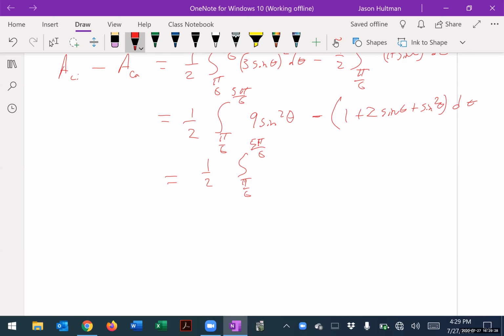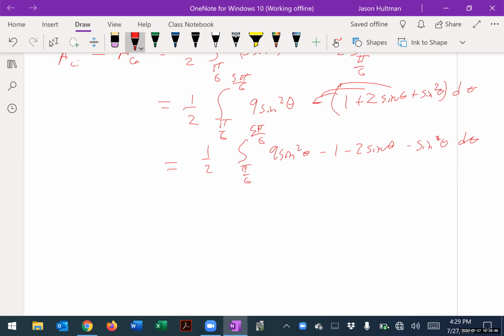Okay, so I'm going to distribute my minus sign here. This is 9 sine squared theta minus 1 minus 2 sine theta minus sine squared theta d theta. Okay, so I'm going to combine the 9 sine squared theta and the minus sine squared theta. So this is 1/2 pi over 6 to 5 pi over 6 of 8 sine squared theta, right? So those combine, minus 2 sine theta minus 1.